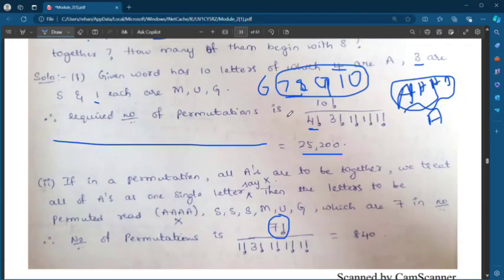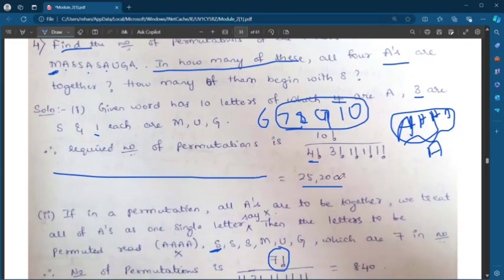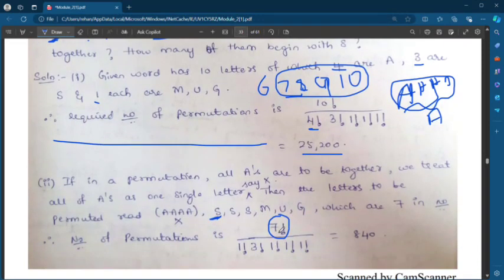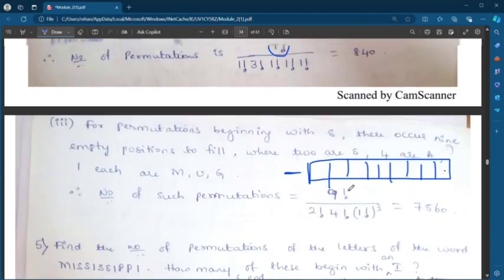Here, same way, it was 10, but I am not considering one S because it begins with S, right? So this will be a fixed position, the first letter. The first letter will be fixed as S. So both in the numerator and denominator, 1 will reduce. In the numerator, instead of 10, 1 will reduce and it becomes 9.